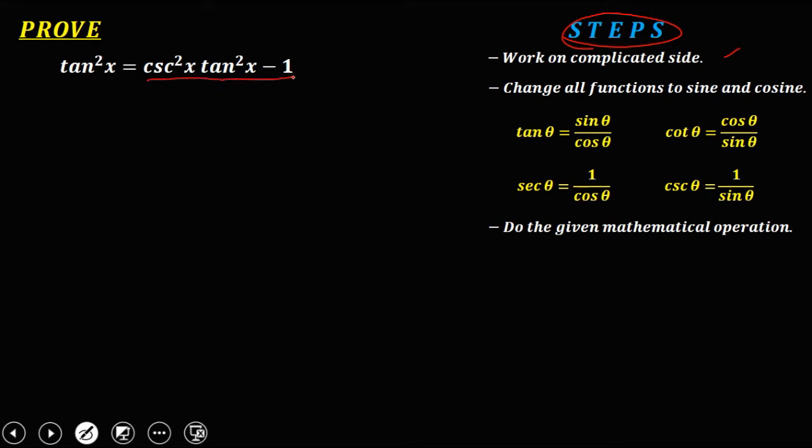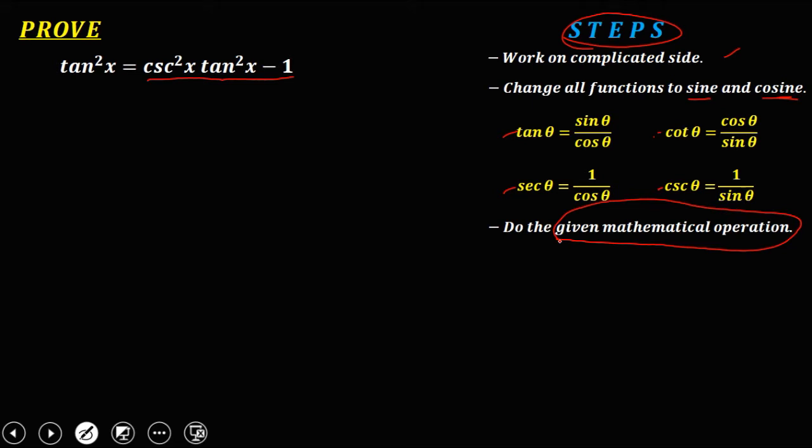Then change all the functions to sine and cosine. So for tangent, that's sine over cosine. For cotangent, it's cosine over sine. For secant, that's 1 over cosine, and cosecant is 1 over sine. Then do the given mathematical operation.